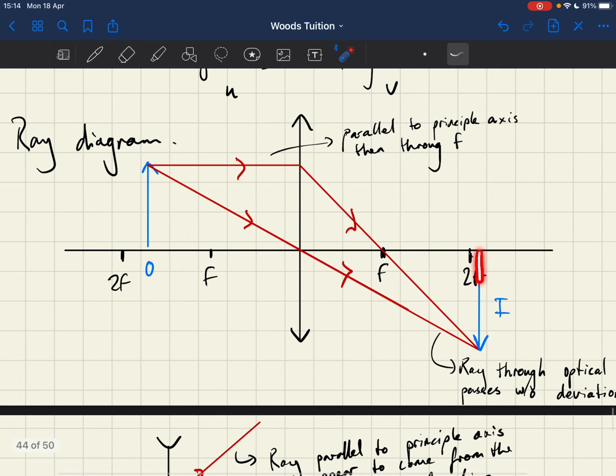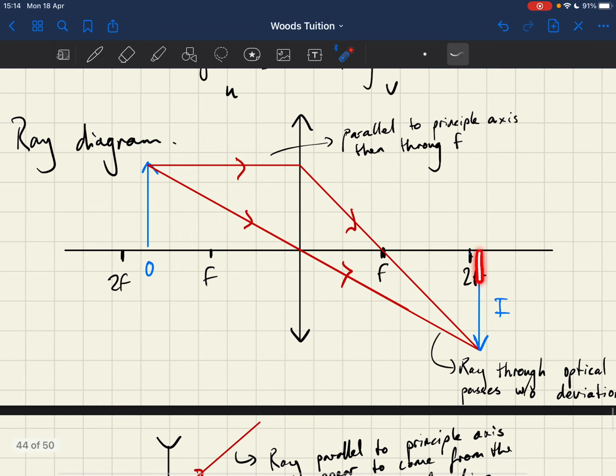So here the image is known as inverted. It is magnified, and it is real. Okay, so real just means it can be produced on a screen. Okay, this object is erect or upright, and it is also real. Okay, if you can't produce the image, if you wouldn't be able to project the image onto a screen, then it's known as a virtual image. Okay.